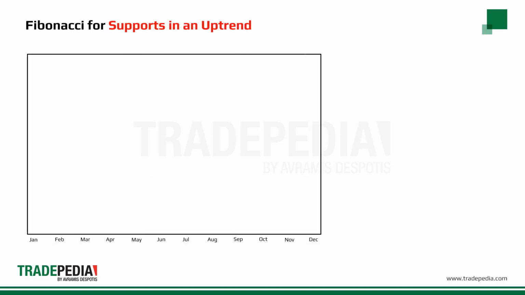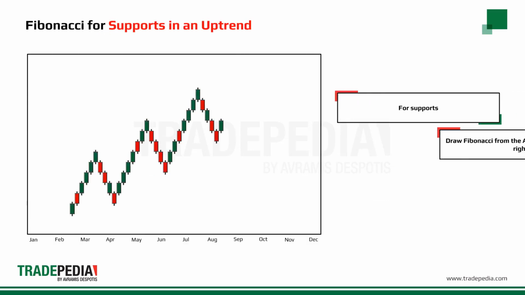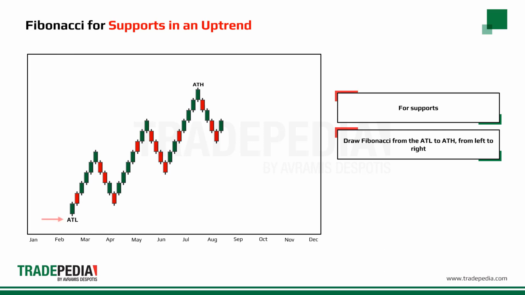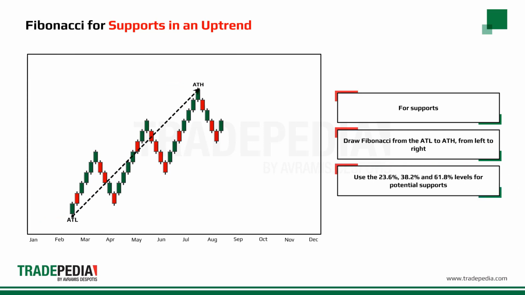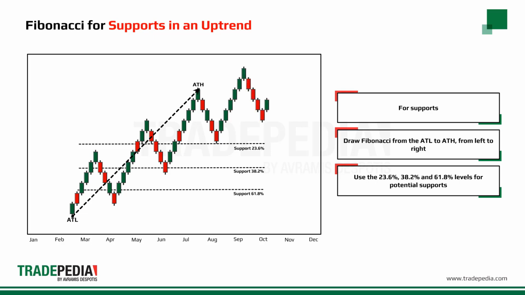Finding supports in an uptrend using Fibonacci. Draw Fibonacci from the all-time low to the all-time high, always from left to right. And use the 23.6, 38.2, and 61.8 as potential supports.